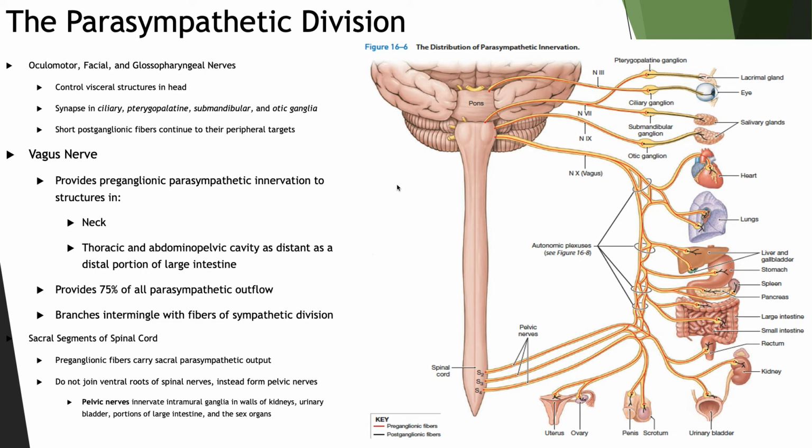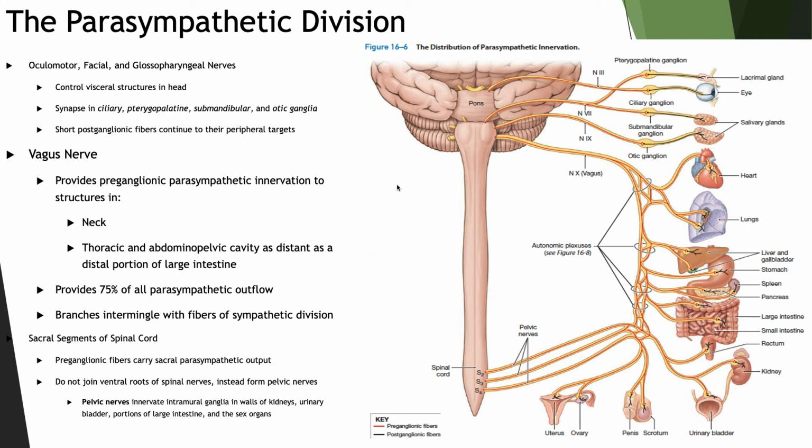The vagus nerve alone provides roughly 75% of all parasympathetic outflow. It supplies preganglionic parasympathetic innervation to structures in the neck and the thoracic and abdominopelvic cavities, as distant as the distal portions of the large intestine. The many branches of the vagus nerve mingle with preganglionic and postganglionic fibers of the sympathetic division, forming plexuses comparable to those formed by the spinal nerves innervating the limbs. We consider these plexuses in a later section.